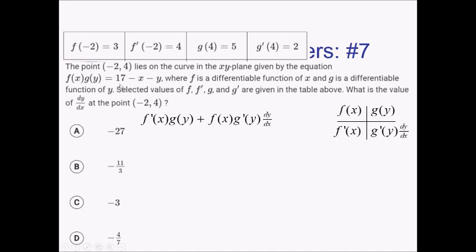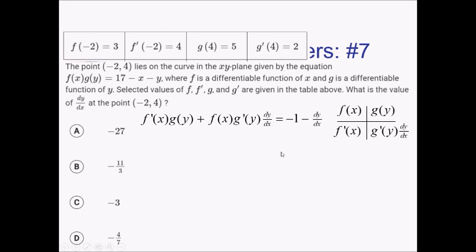We still have a right side to deal with. Now the good news, this isn't so bad. 17's derivative is just 0. Negative x becomes -1, the derivative of negative x. Negative y is just going to be a minus dy over dx. So that wasn't too horrible.